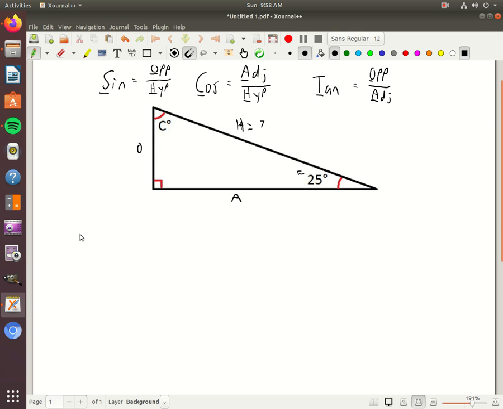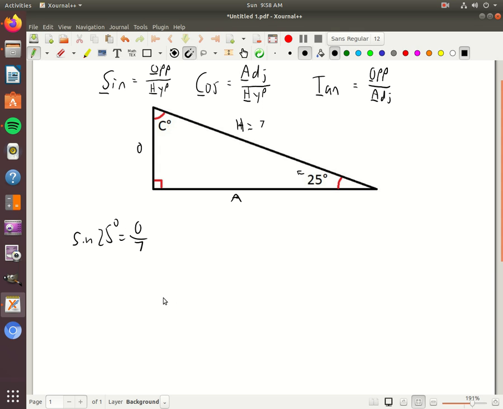So I want the sine of 25 degrees. And the sine of 25 degrees is going to equal the opposite, which I don't know what it is, so I'll just call it O, over the H, which I know is 7. Now at this point, I'm really hoping my computer doesn't freeze up, because it does not seem to like when I do the next step here.